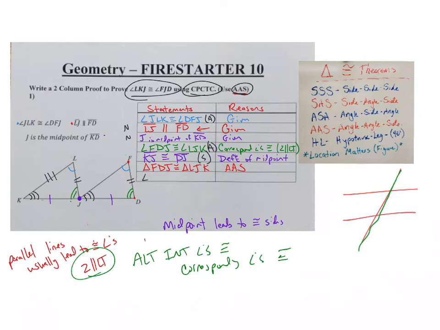So I'm going to say angle LKJ is congruent to angle FJD. The reason for that is CPCTC. So remember, CPCTC will always end the proof. In this type of proof, it will always directly follow angle, angle, side, or side, angle, side, or side, side, side. It can never come before. It's always after that. Alright?